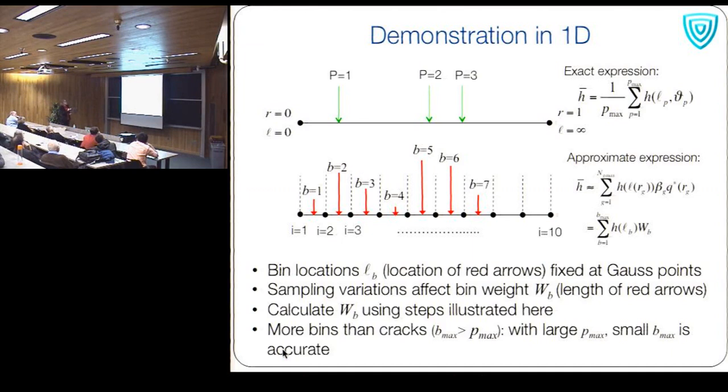So this is the exact. This is the approximate. The bin locations then are fixed at Gauss points in the probability space. The weights are affected by the sampling variability. So from one sample to the next, you will have different weights at those Gauss points. And you have more bins than cracks with this, but with a large number of samples, you can have many fewer bins and do a very good job to represent that large population of cracks.